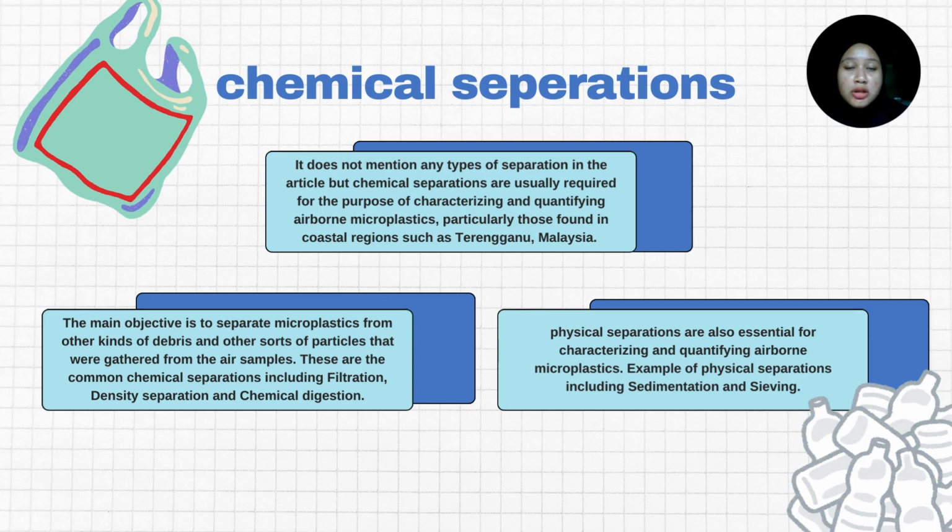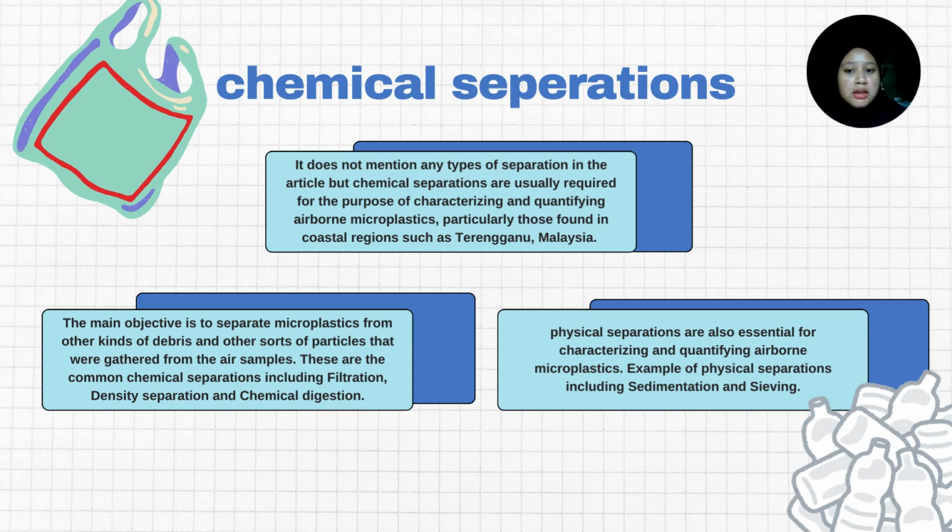Moving on, I am going to present about the chemical separations. Basically, this article doesn't mention any types of separation, but chemical separations are usually required for characterizing and quantifying airborne microplastics, particularly those found in coastal regions such as Terengganu, Malaysia. The main objective is to separate microplastics from other kinds of debris and other sorts of particles gathered from the air samples.